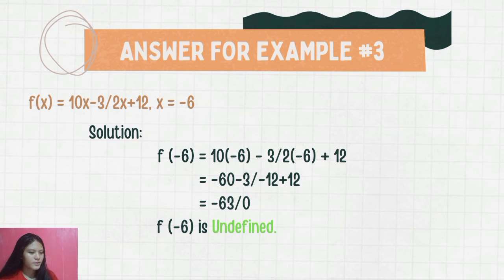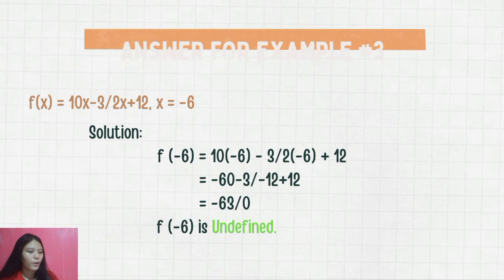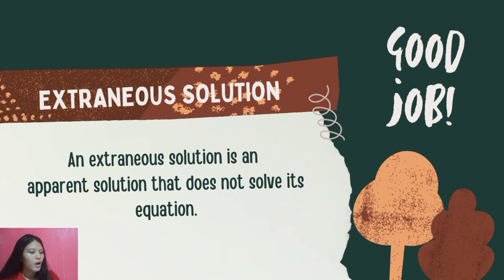f of negative 6 is undefined. When the denominator is 0, the solution or the function is called undefined or an extraneous solution. For you to better understand, an extraneous solution is an apparent solution that does not solve its equation.